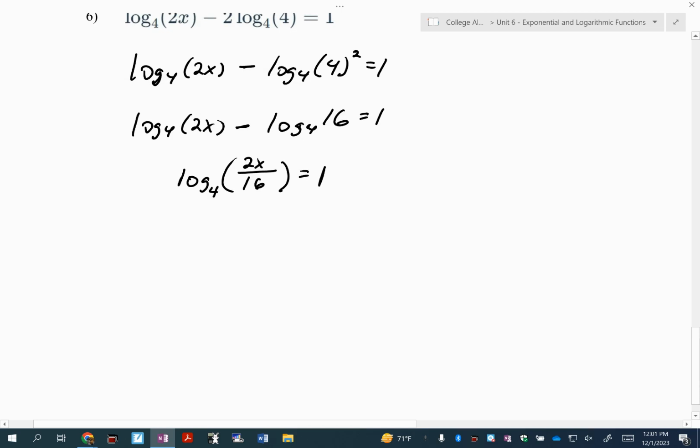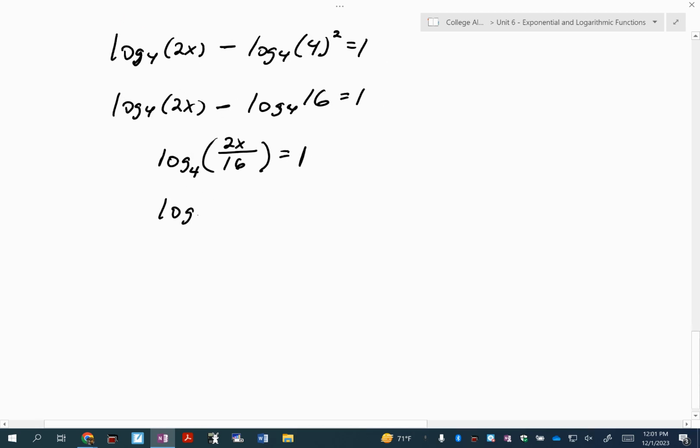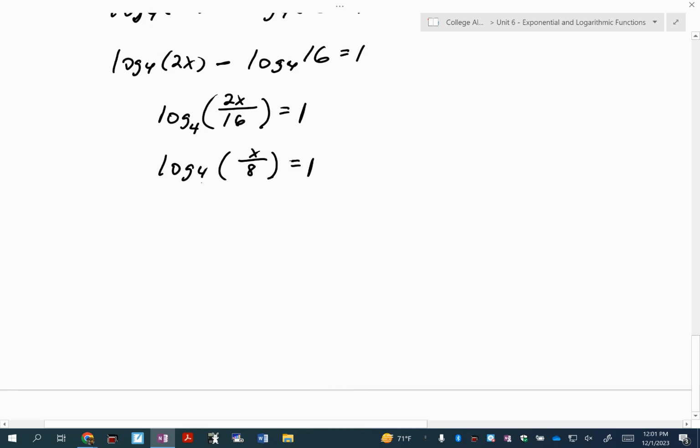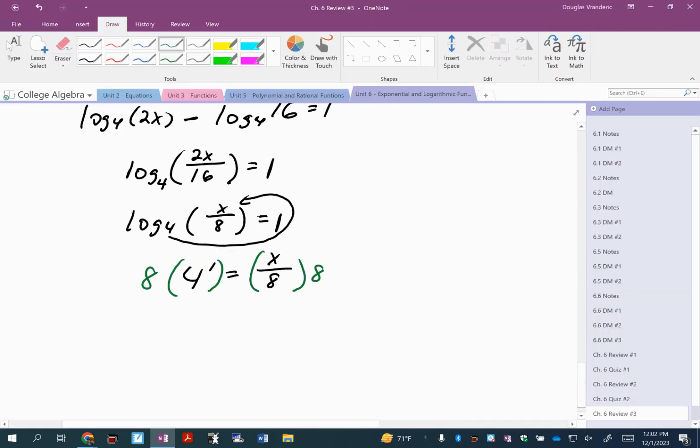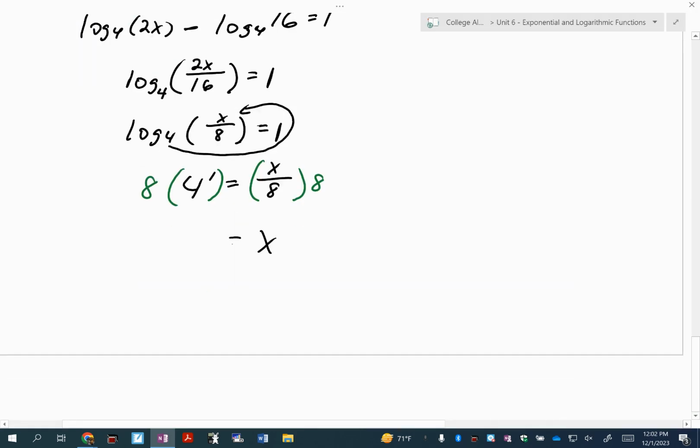That's 4. And now I'm going to reduce that, right? If I reduce 2 16ths, that's 1 over 8, or x over 8 in this case. Now I'm ready to swoop. 4 to the first power equals x over 8. If I wanted to get rid of that 8, I would multiply both sides by 8. And that's going to give me x equals 32.